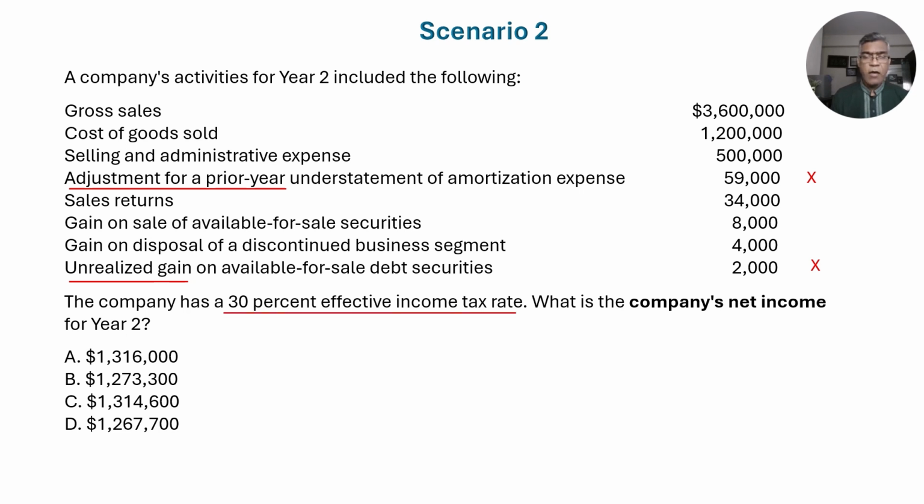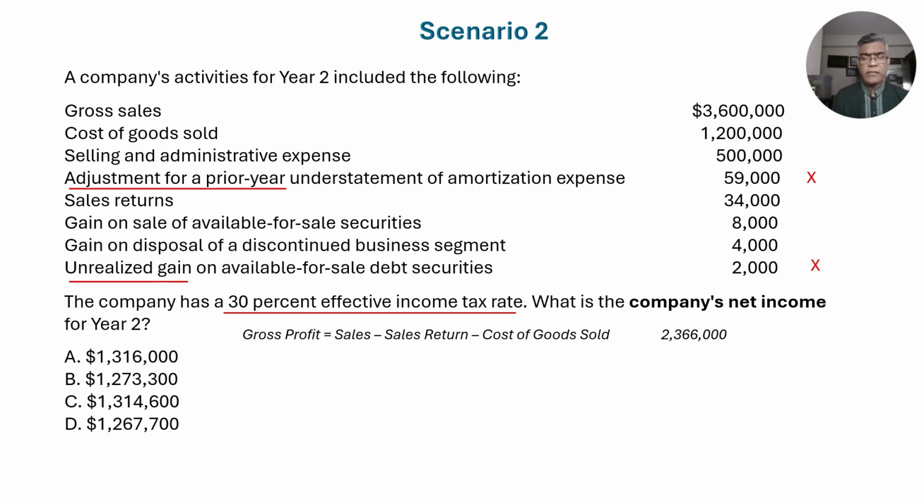So now there is another one, the 30% effective income tax rate. It is required, right? Because we need to calculate income tax. We also need to calculate the net of tax of discontinued operations. So let's start.